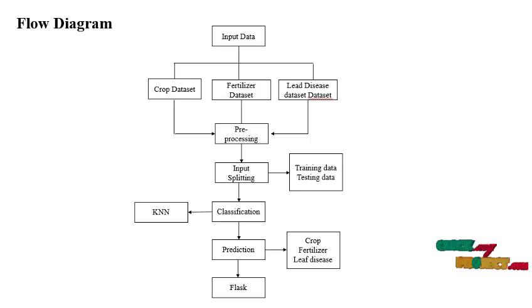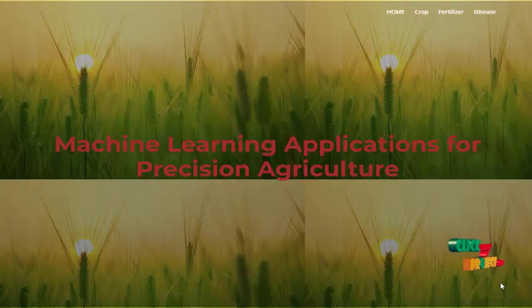Next, image splitting. Images will be split into training and testing data. Classification is the algorithm implementation. We are implementing the KNN algorithm. After that, prediction: whether the given leaf images are affected by disease or not, using machine learning technique. The prediction is in the Flask web application process. Next, output. This is our process output, machine learning application for precision agriculture.